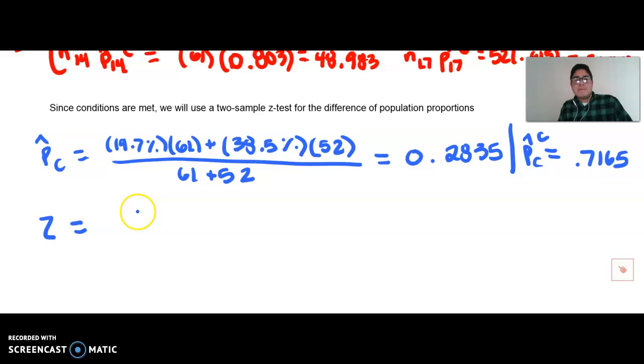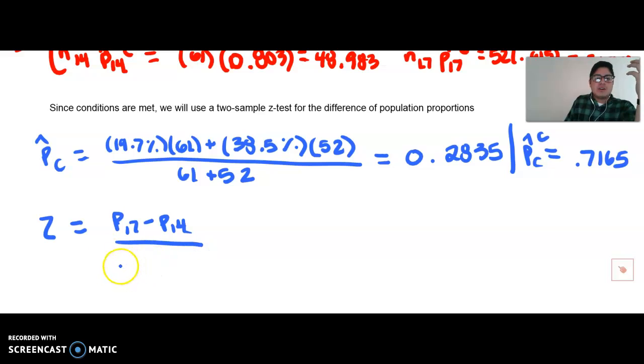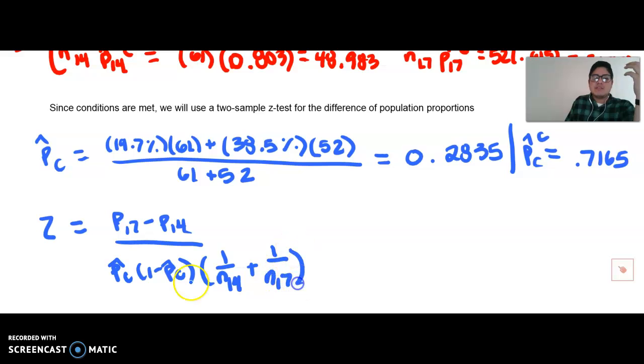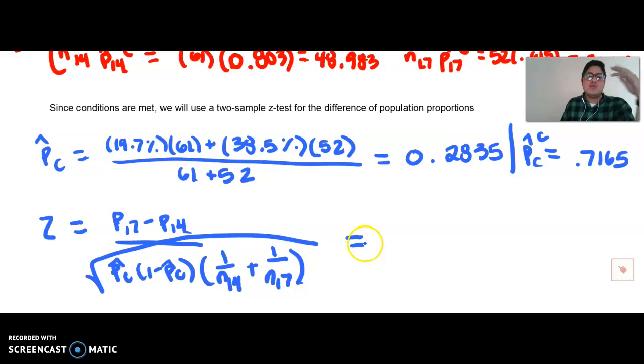Then our test statistic becomes z equals the proportion here. Since I'm assuming p17 is greater than p14, I'm going to write this as p17 minus p14 all over the pooled proportion and its complement times 1 over the sample size from 2014 and 1 over the sample size of 2017. And that's my terrible attempt at a square root there. We would just plug and chug all of these values into the calculator.